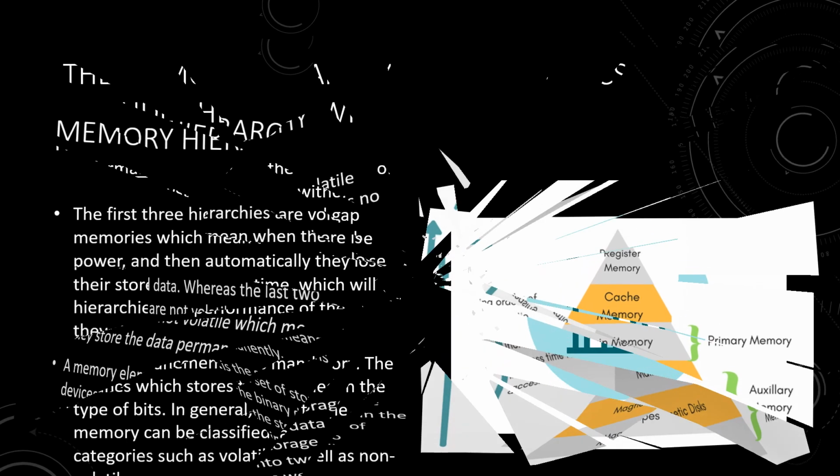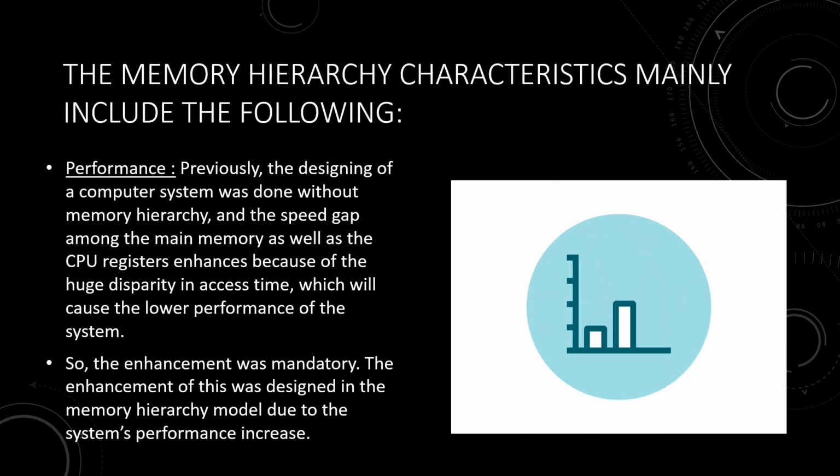The memory hierarchy characteristics mainly include the following. Performance. Previously, a computer system was designed without memory hierarchy, and the speed gap between the main memory as well as the CPU registers increased because of the huge disparity in access time, which caused lower performance of the system. So, an enhancement was mandatory. The enhancement of this design was based on the memory hierarchy model due to the increase in the system's performance.